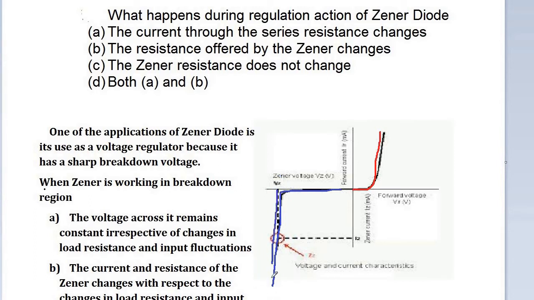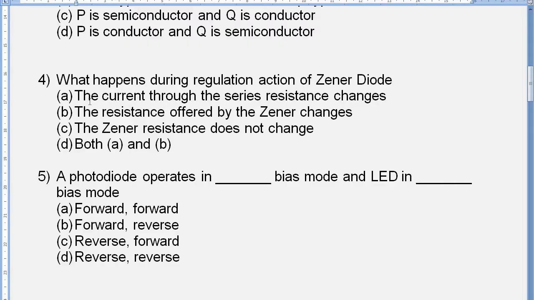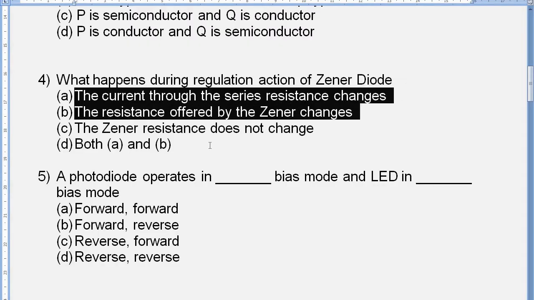We can see the straight line. This x-axis is the voltage axis, and we see it is almost constant. You can see almost a straight line. So only current and resistance change. The current through the series resistor changes, and the resistance offered by the Zener also changes. Only the output voltage remains constant. So this is what we have. These two options are right.